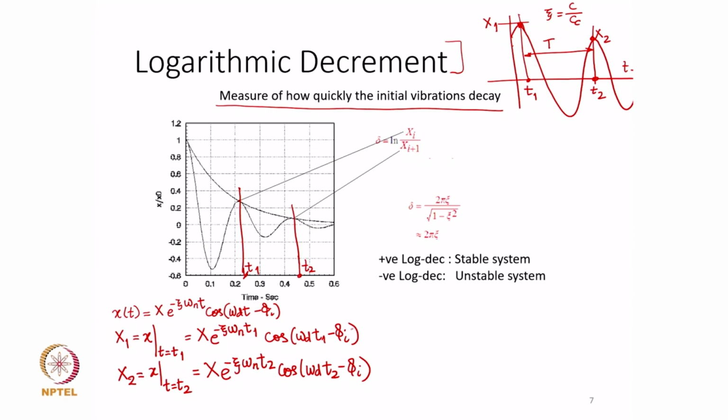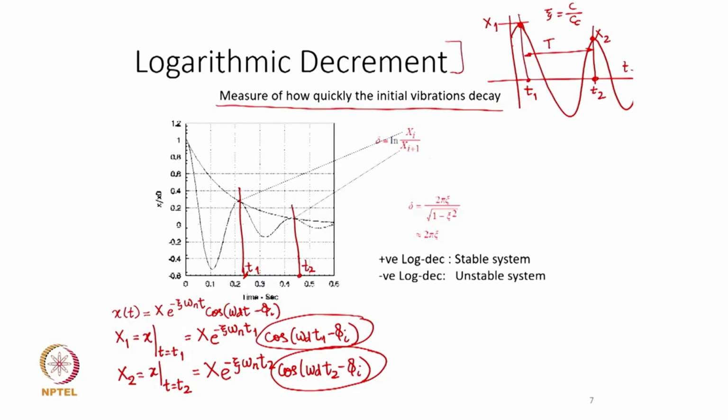Now, obviously, you would agree that these two cosine functions after exactly one cycle are going to be identical in value, right. So, for phi to be constant, obviously omega d t1 and omega d t2 differ in value by 2 pi, isn't it. So, cos of the angle after 2 pi radians are going to be the same. With that, let us look at what I will get as a ratio of x1 by x2.